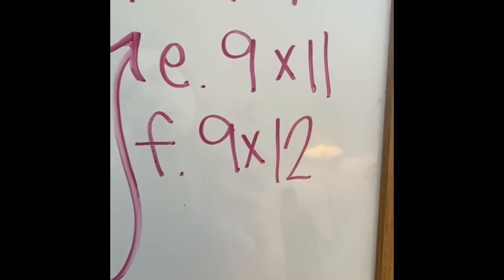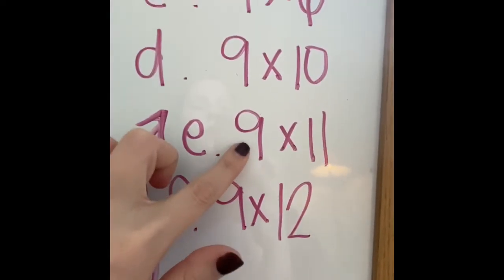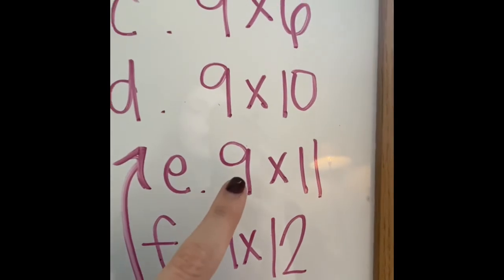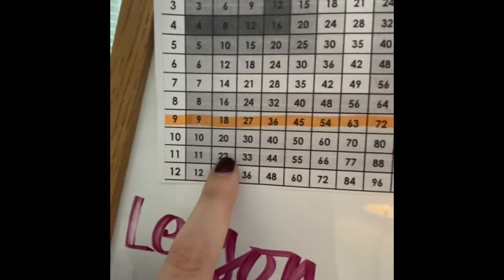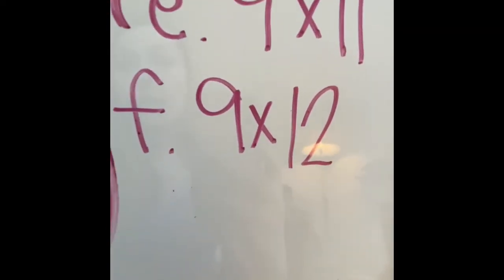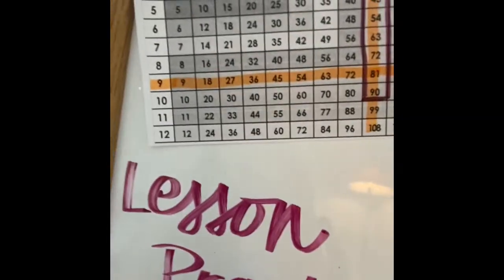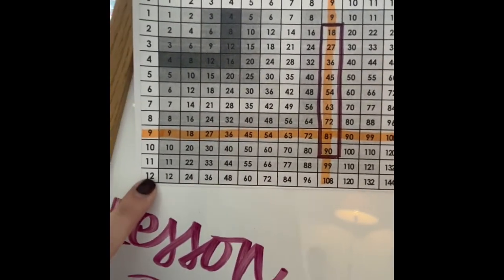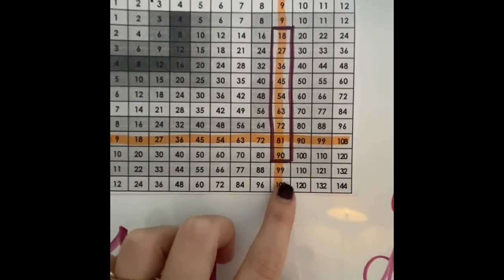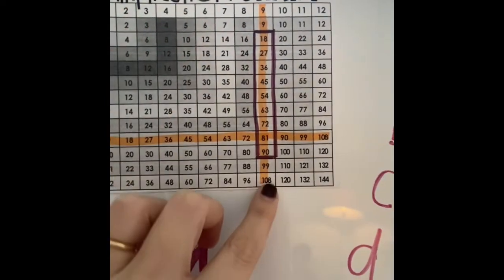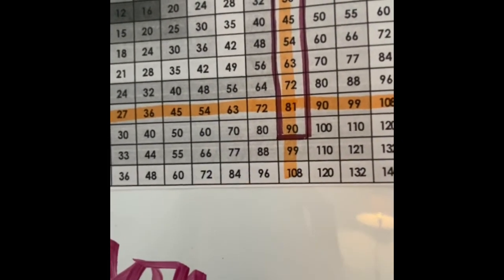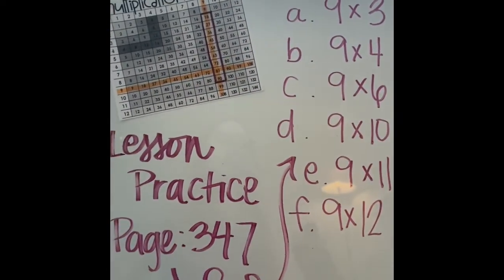Now, when we multiply with a factor of 9, we know that this first factor is going to be doubled. So 9 times 11 is simply going to be 99. Let's check our work. 11 all the way across to 9 is 99. Now, 9 times 12, that's a big one. Looking at our multiplication chart, you could either do one of two things. You can start with 12 and go all the way over to 9, or you can start at 9 and go all the way down to 12. Either way, your product is going to be 108.